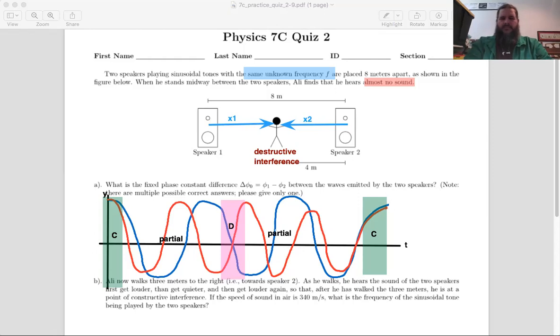Ringing? Sorry, what was that? Ringing? Like when the sound is like ringing in your ears? Sort of, yeah. It's going to be sort of this wobbling sound. Yeah, this is what we mean by beats.